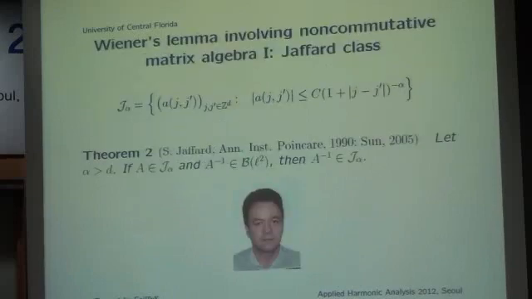But let's give you some ideas about the class of infinite matrix which has Wiener's lemma. This is the first class of infinite matrix, which is now called Jaffard's class. This class of matrix has polynomial off-diagonal decay. On the diagonal, it's just bounded by constants, and the distance to the diagonal is j minus k. So it's polynomial decay.